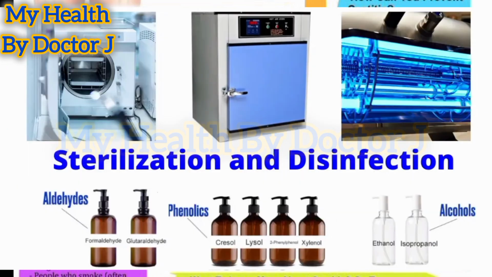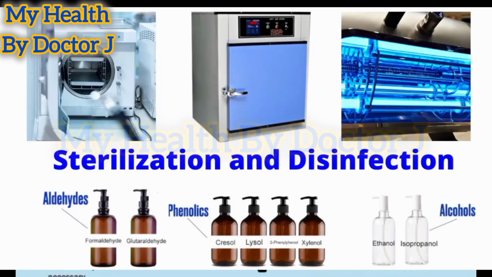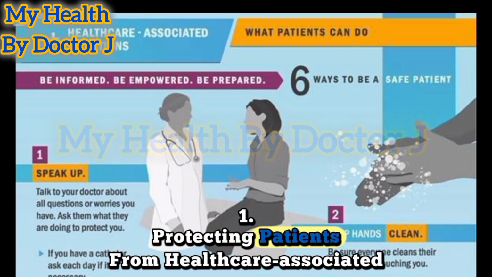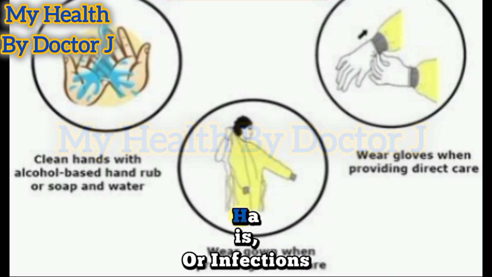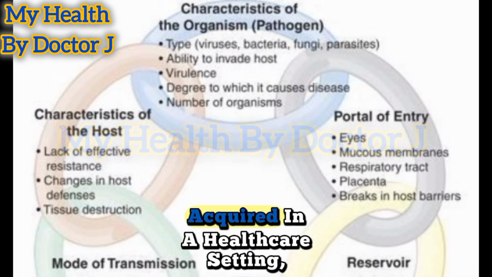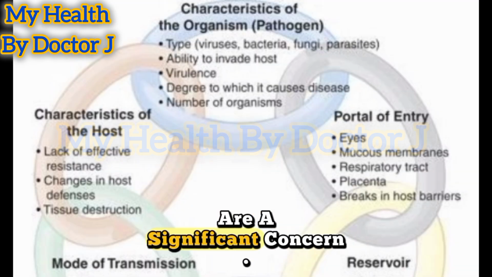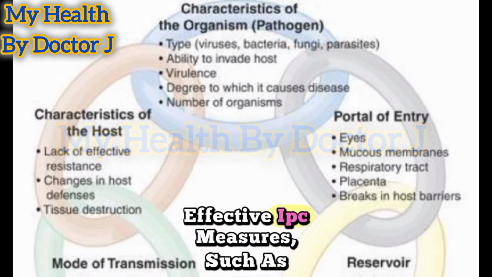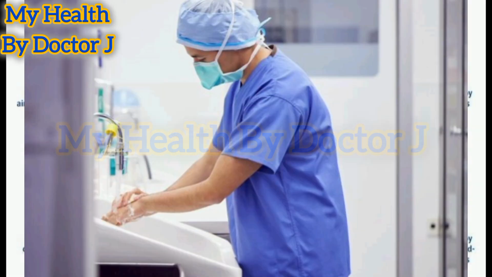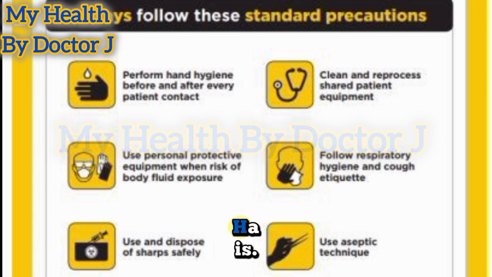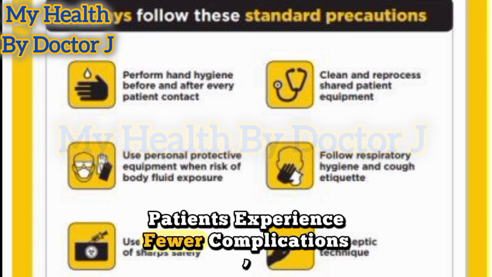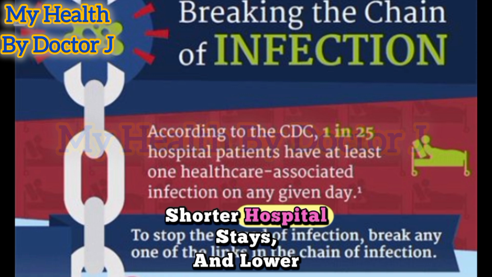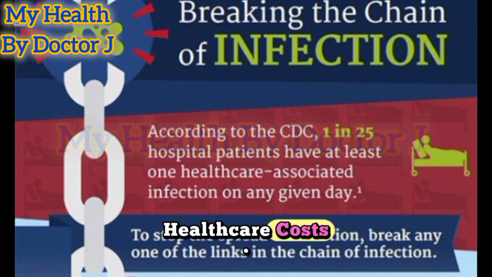Here's a more detailed look at the importance of IPC. 1. Protecting patients from healthcare-associated infections (HAIs). HAIs, or infections acquired in a healthcare setting, are a significant concern. Effective IPC measures, such as hand hygiene and proper cleaning, can significantly reduce the risk of HAIs. By preventing HAIs, patients experience fewer complications, shorter hospital stays, and lower healthcare costs.